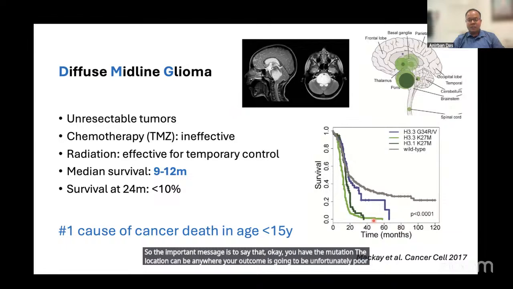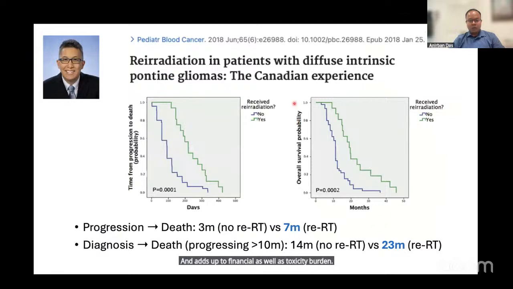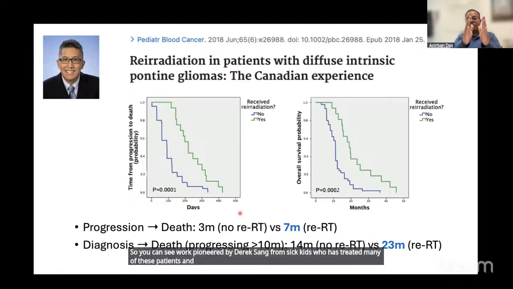Radiation is effective, and maybe you don't want to use chemotherapy because it doesn't really work and adds to the financial as well as toxicity burden. However, re-radiation is an effective modality for disease control in these patients. So you can see work pioneered by Derek Sang from Sick Kids, who has treated many of these patients. And once you treat them at diagnosis, you can treat them again with radiation a second time, because all of them do progress after the first radiation almost uniformly.